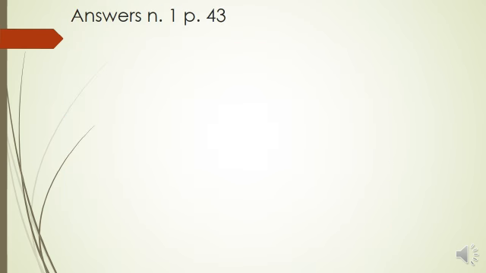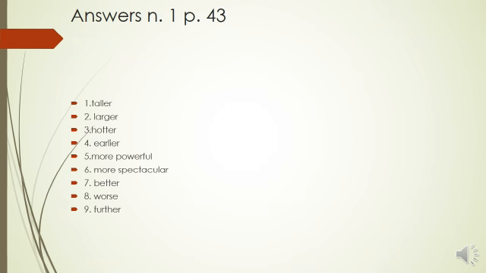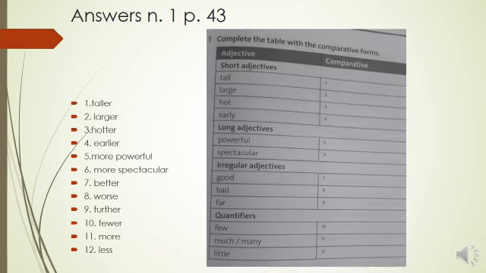Now let's look at number 1, page 43. Okay, let's look at number 1. Complete the table with the comparative forms. Okay, we have the adjective, the comparative. Here we have short adjectives, tall, large, hot, early. And long adjectives, powerful, spectacular. Irregular adjectives, good, bad, far. Quantifiers, few, much or many, little.